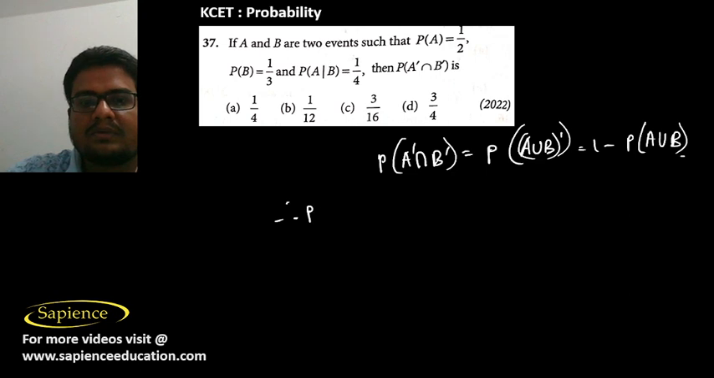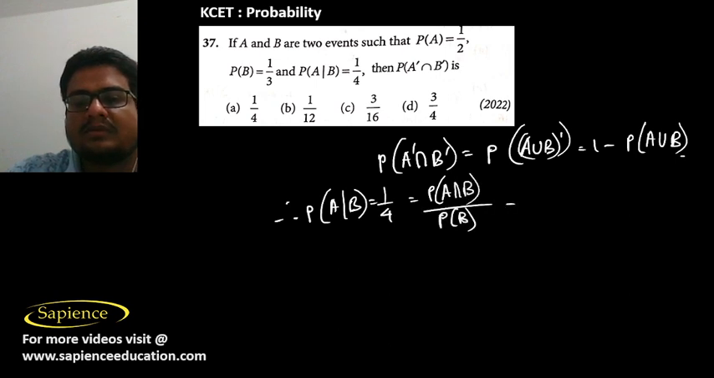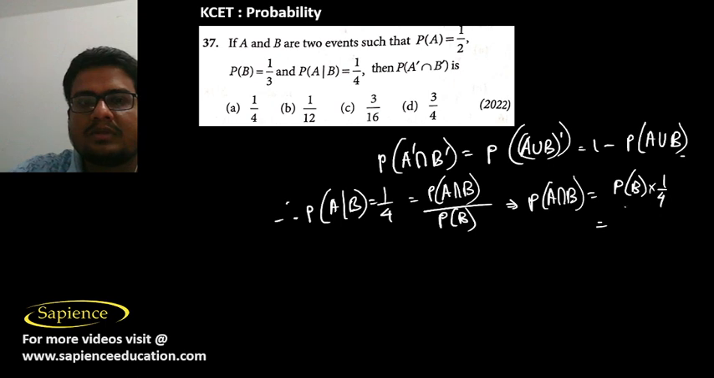Now here P of A given B is given as 1 by 4, which is equal to P of A intersection B divided by P of B. Therefore, P of A intersection B is equal to P of B into 1 by 4, which is equal to 1 by 3 into 1 by 4, that is equal to 1 by 12.